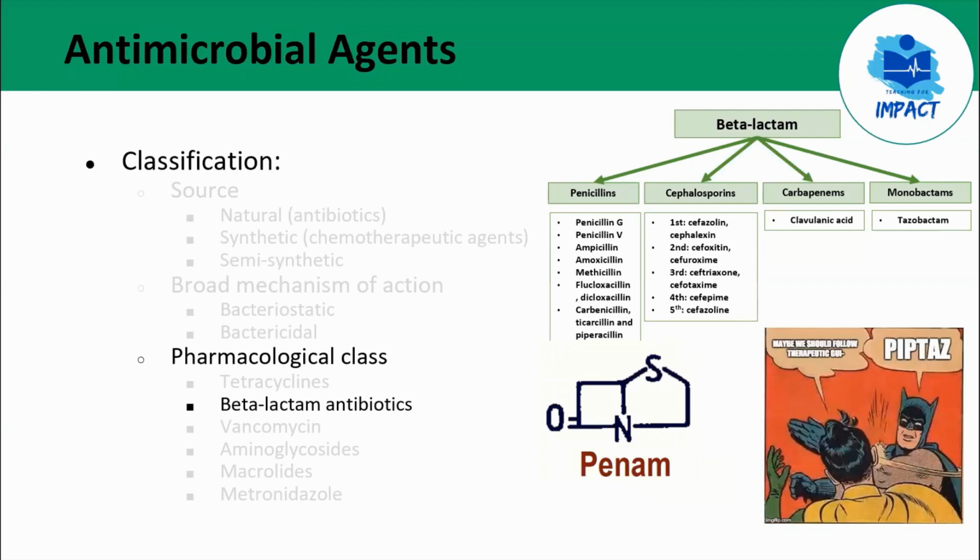The second class is beta-lactam antibiotics, which is the big class. Beta-lactam antibiotics have a beta-lactam ring, which we'll talk about later. There are 4 classes of beta-lactam antibiotics shown in the green flow chart above. The first is penicillin, and penicillin G was the first beta-lactam antibiotic to be discovered. It acts on gram-positive cocci, gram-positive rods, and gram-negative cocci. Note, it doesn't act on gram-negative rods.